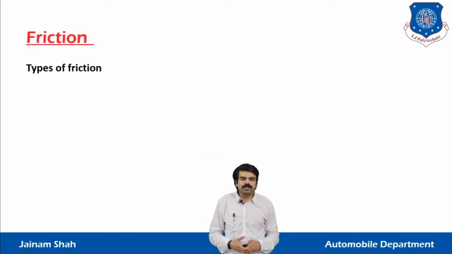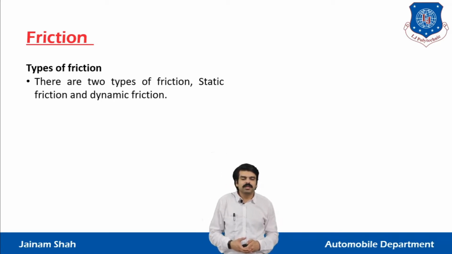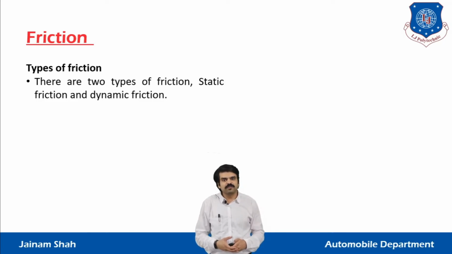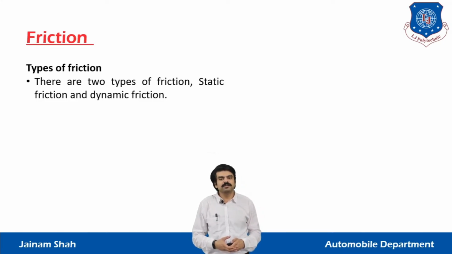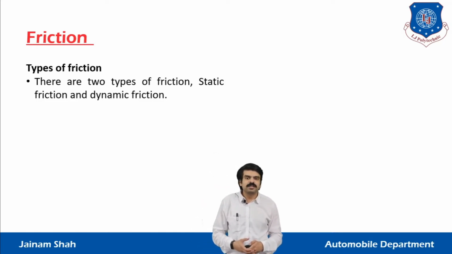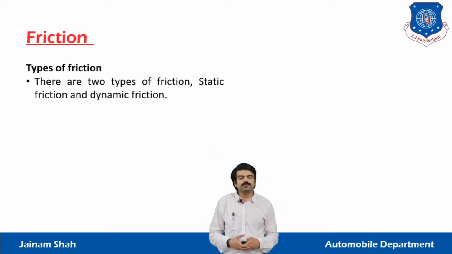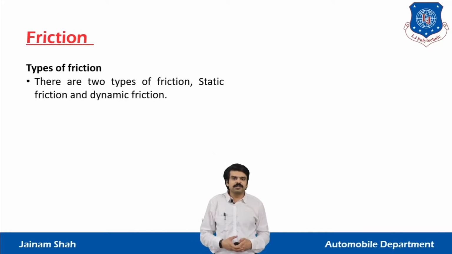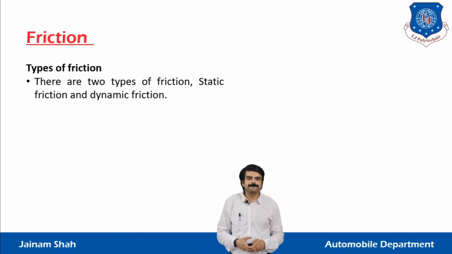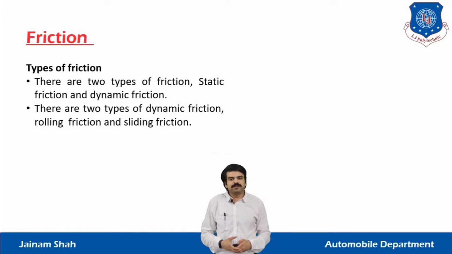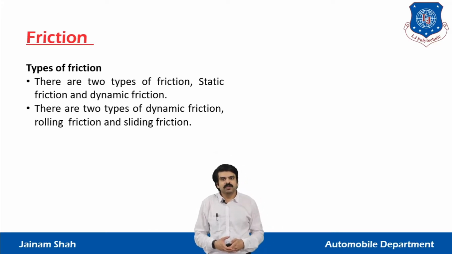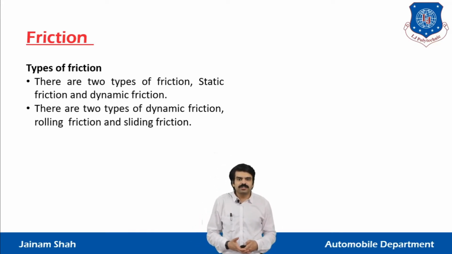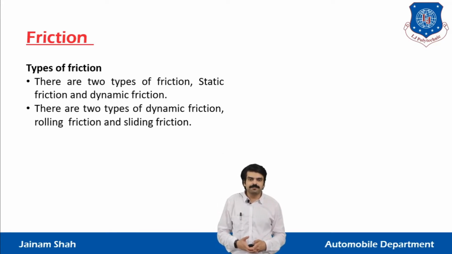Types of friction. How many types of friction are there? There are a total of two types of friction. One is static friction and the other is dynamic friction. Static friction occurs when our object is in a steady position. Dynamic friction occurs when our object is moving. Dynamic friction has two types: one is rolling friction and the other is sliding friction.